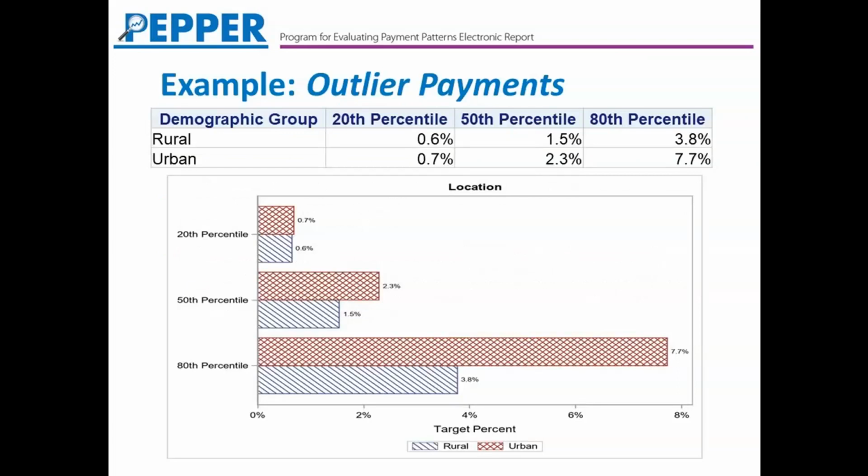This is an example of a peer group bar chart that shows us what these charts look like. This chart is for outlier payments, how the 20th, 50th, and 80th percentiles can differ based on urban or rural location. We can see that the urban agencies have a much higher 80th percentile and a somewhat higher 50th percentile than the rural agencies do.